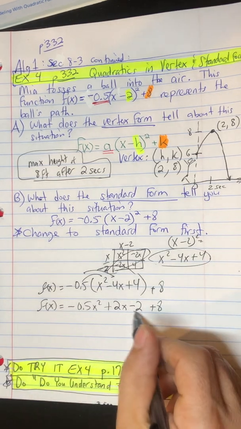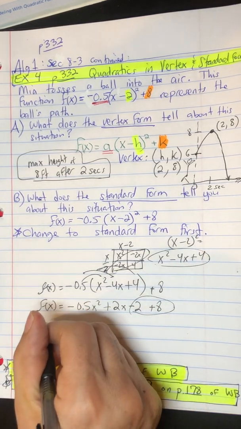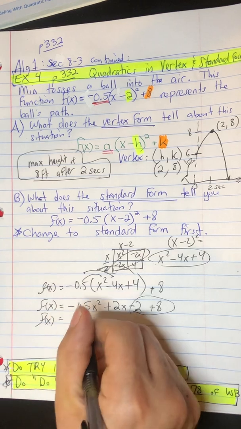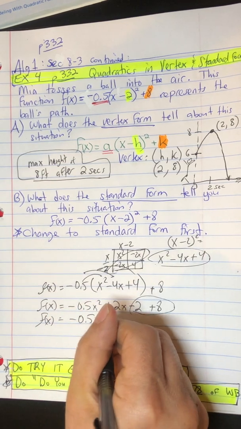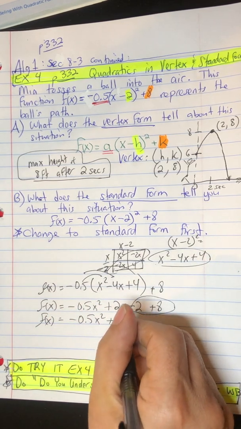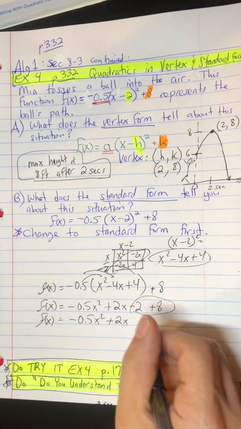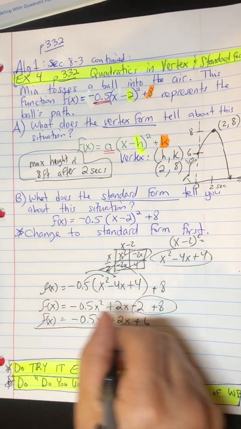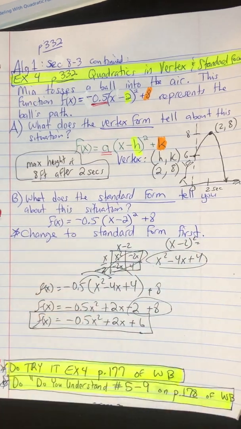Are there any like terms? These are like terms. Add them together. And then it's in standard form. Negative 0.5x squared plus 2x. Negative 2 plus 8 is plus 6. We just changed it to standard form.